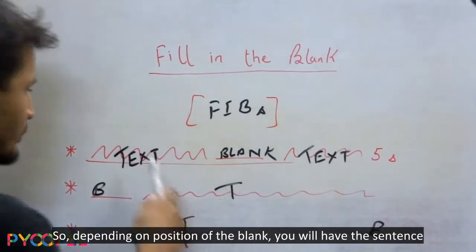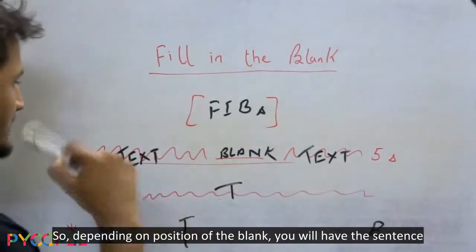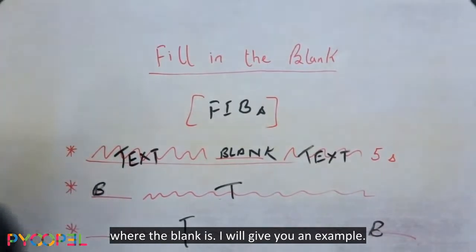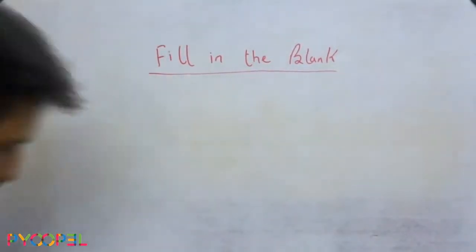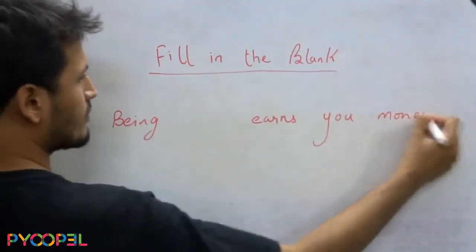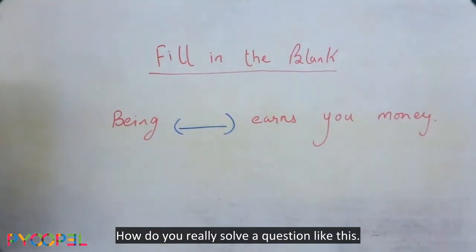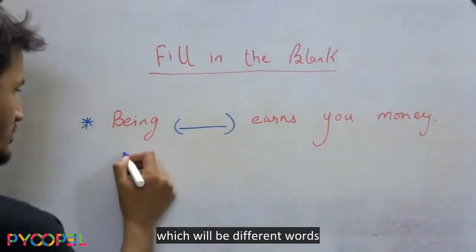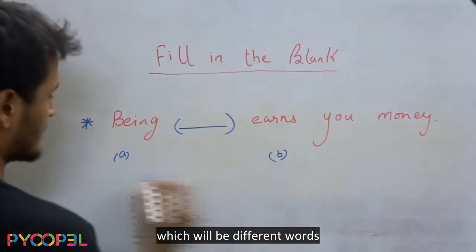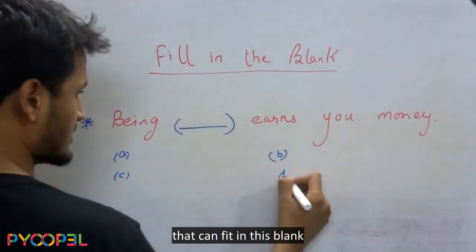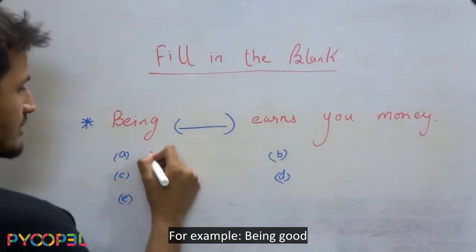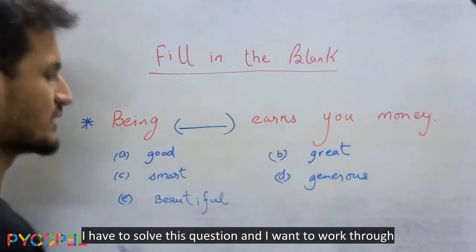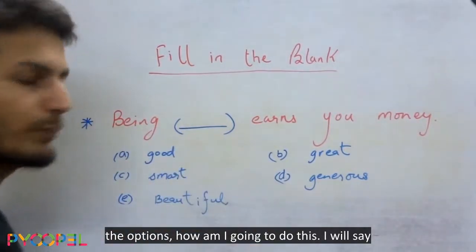Depending on the position of the filling of the blank, you'll have the sentence structured that way, because how you're going to solve it depends a lot on where the blank is. I'll give you an example. How do you really solve a question like this? What we do here is, we can work from the options, which will be different words that can fit in this blank. So for example, being good, right? If I have to solve this question and I want to work through the options, how am I going to do this?